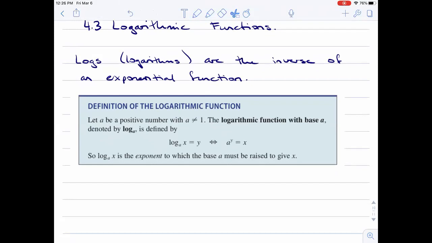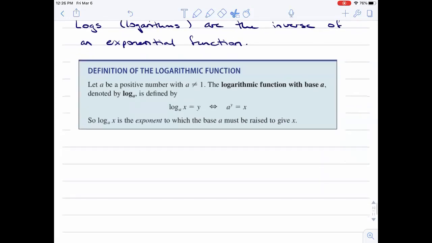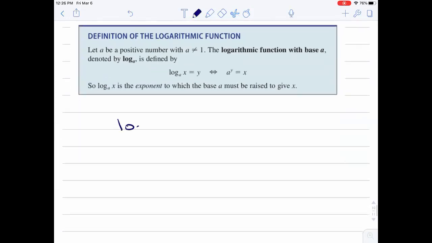If we let a be a positive number not equal to 1, the logarithmic function with base a, remember a to the power of x had a base a, so that's how it's related to an exponential function, is denoted by log with subscript a. Log base a of x is equal to y means the same thing as a to the power of y is equal to x. That can be a little bit confusing, so we can write it out.